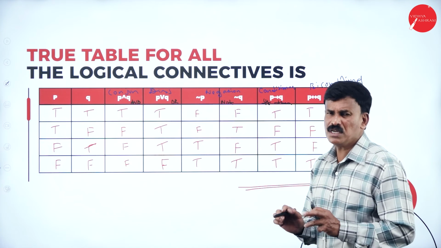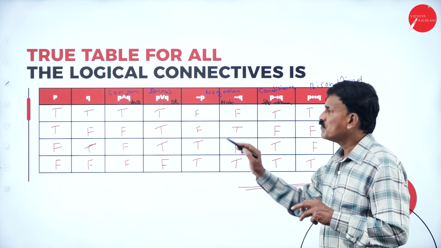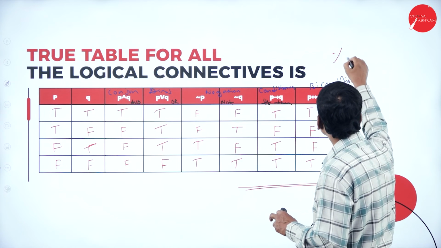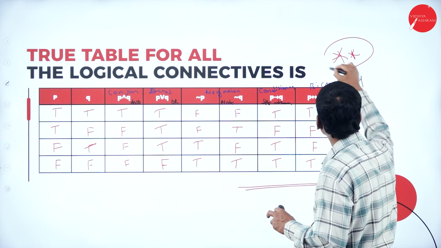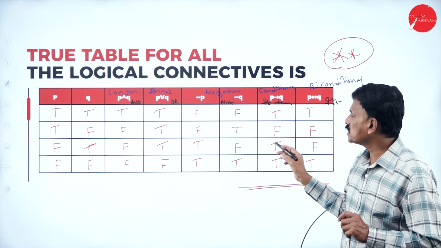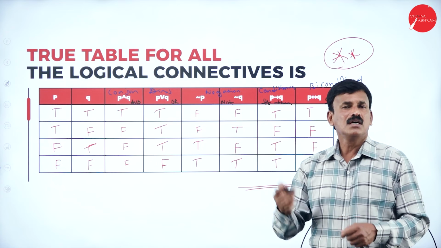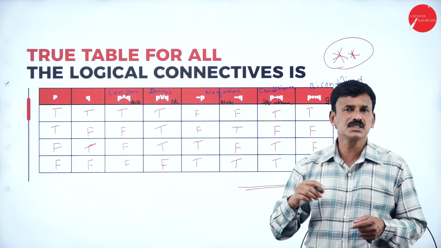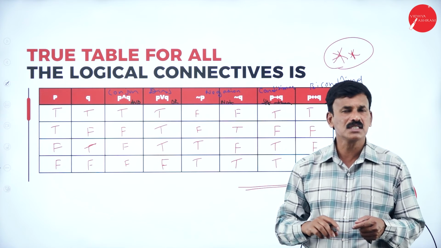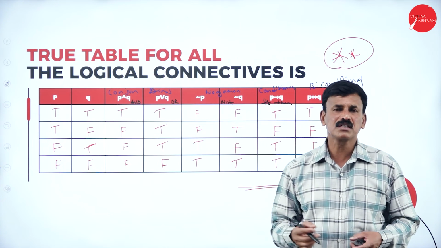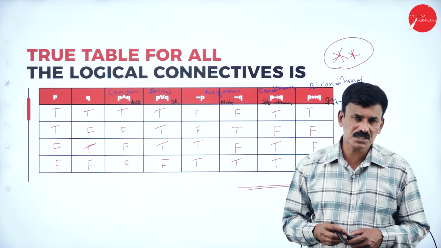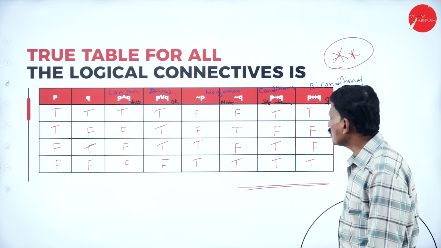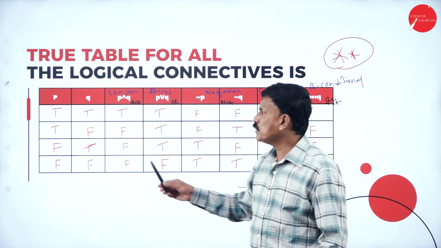Once you are familiar with writing the truth table for conjunction, disjunction, negation, conditional and biconditional, definitely you will solve all the problems connected to the construction of truth tables, like verifying the given statement as tautology, contradiction, neither tautology nor contradiction, or logical equivalence. So you can get definite questions from this construction of a truth table. Very simple concept. This is how we are going to construct it. Keep it in mind.